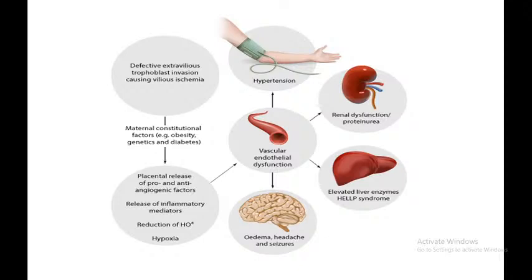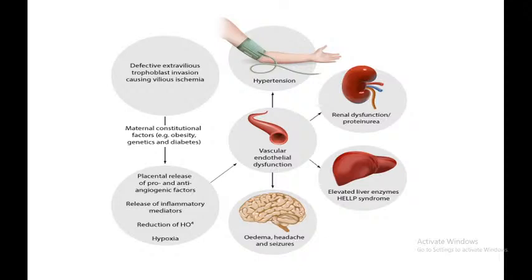And also the one more additional factor contributing to the various manifestations of preeclampsia is in the placenta. Usually we find there is release of both pro-angiogenic and anti-angiogenic factors. So in preeclampsia there is an altered ratio or altered release of these pro-angiogenic and anti-angiogenic factors, and also there will be release of inflammatory mediators, ultimately causing hypoxia within the placenta.